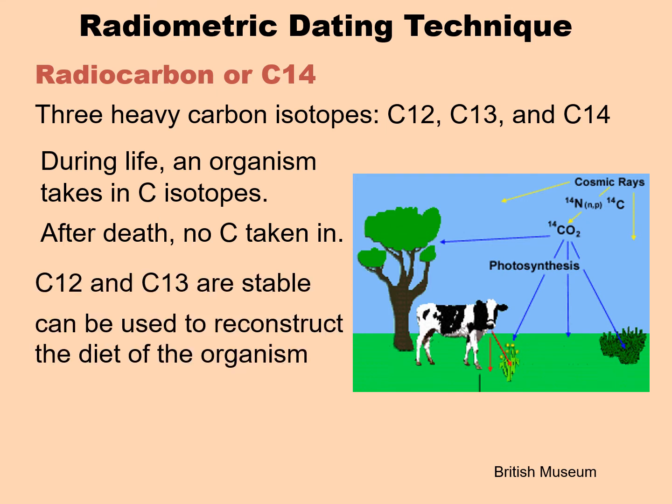The isotopes of C12 and C13 are stable. That is, after the death of the organism, the ratios that you have of these two isotopes remain the same for thousands of years. And interestingly, they can be used to reconstruct the diet of the organism. That's because different plants produce different ratios of C12 and C13. So by looking at their ratios in, say, a cow bone, we can tell perhaps what sorts of plants the cow was eating.